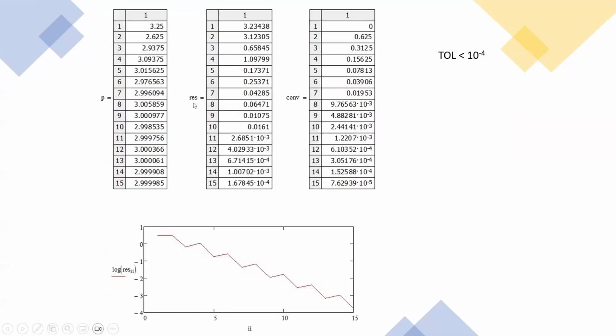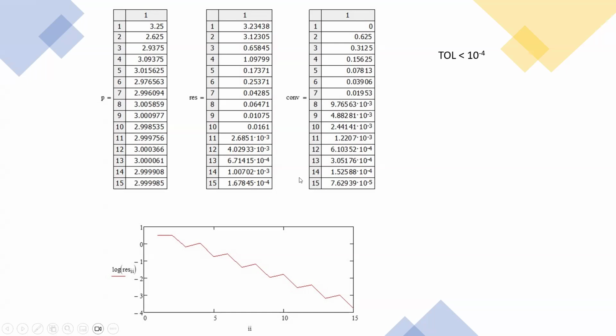For this problem, the first midpoint is 3.25, and we iterate this in the bisection method. After 15 iterations, the residual for this function is still larger than 10 to the minus 4. But the iterative convergence is less than 10 to the minus 5. For this reason, we can stop the iterations, and this is one root of the function.